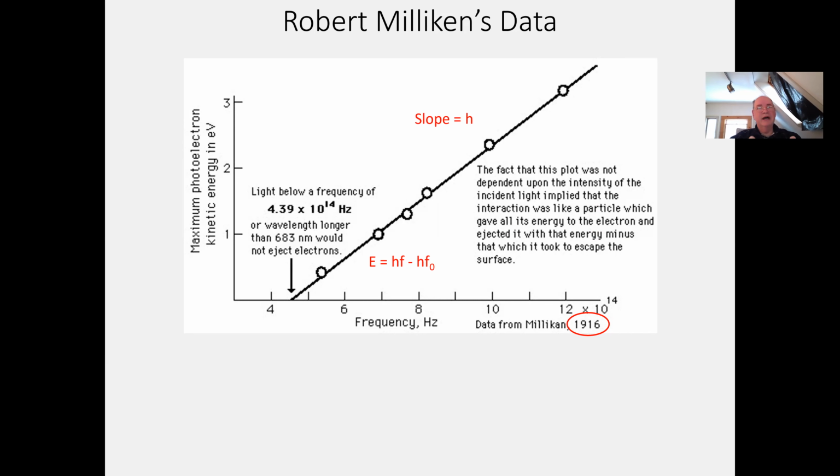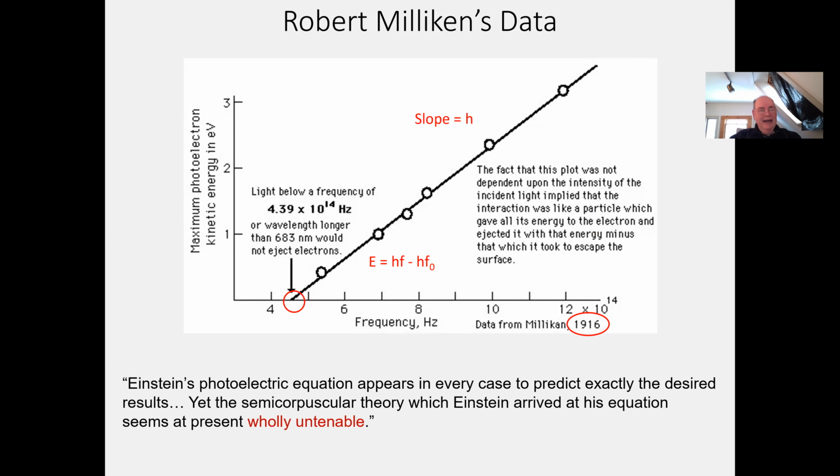This data is taken by the greatest enemy of the concepts behind this data you could possibly imagine. There's your threshold frequency. He said, "Einstein's photoelectric equation appears in every case to predict exactly the desired results. Yet this semi-corpuscular theory, by which Einstein arrived at his equation, seems at present wholly untenable." In other words, don't believe your eyes. It's untenable. There's got to be some other explanation for this data.